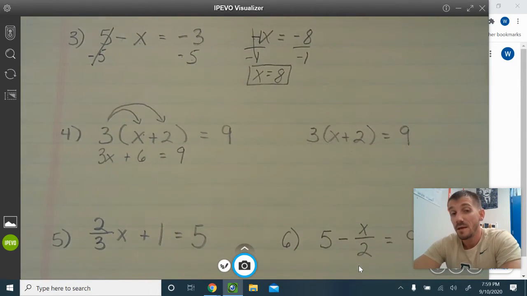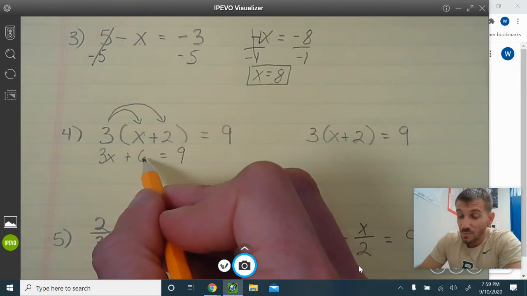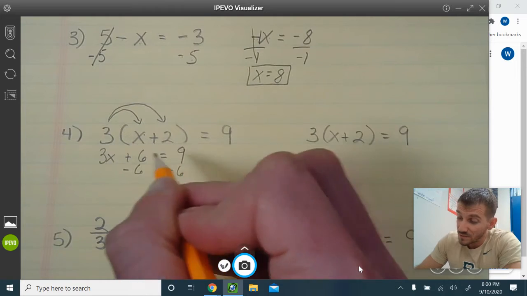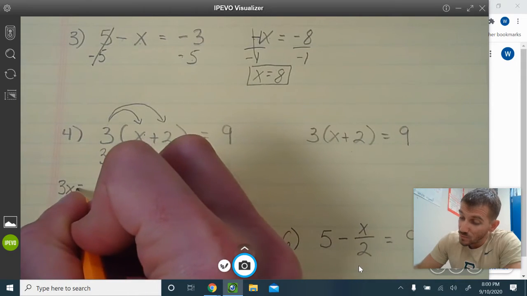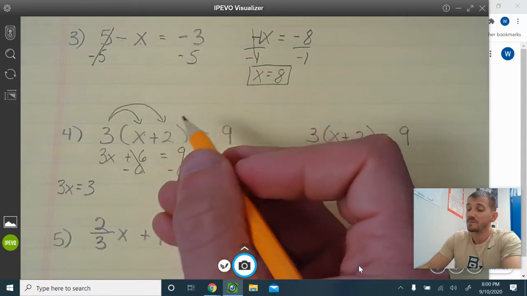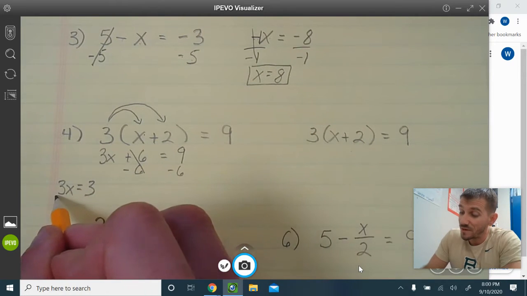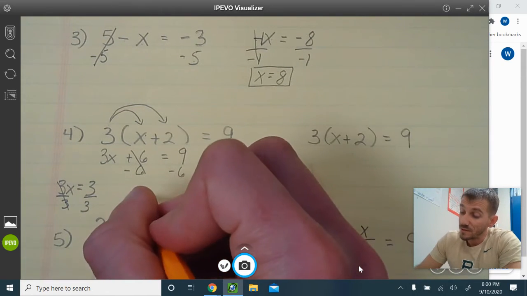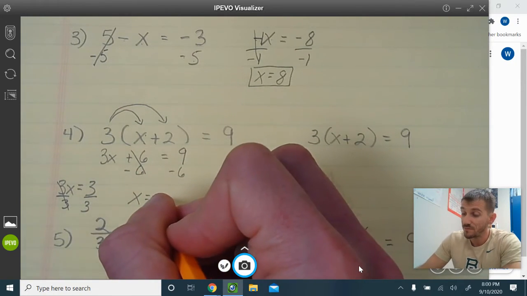That's already one step. Second step, you would have to get rid of, obviously, I'm hoping we know that it's the plus 6 to get rid of. We get rid of that with a minus 6 on both sides. And that now gives us 3x is equal to 9 minus 6 is 3. Next, and final step, this is 3 times x, so we would divide both sides by 3. Final answer, x equals 3 divided by 3 is in fact 1.